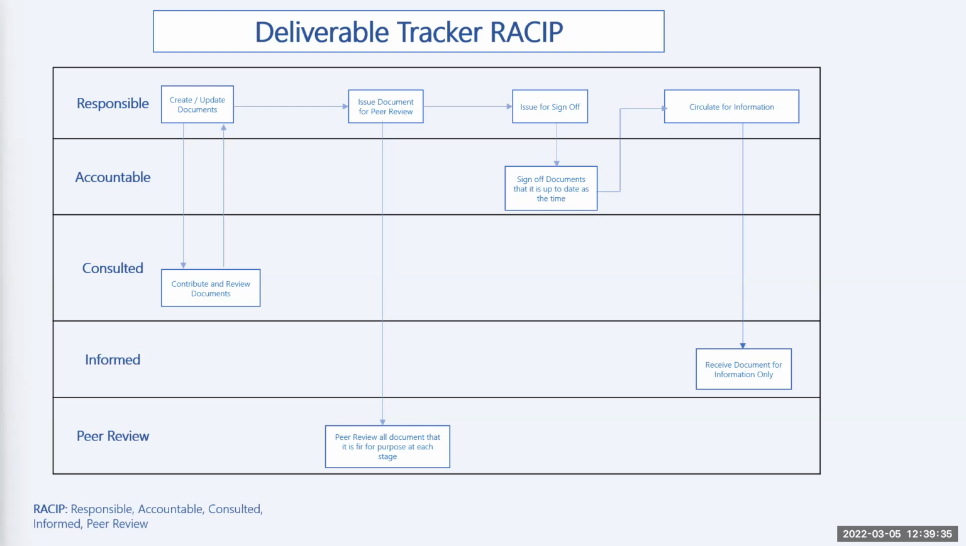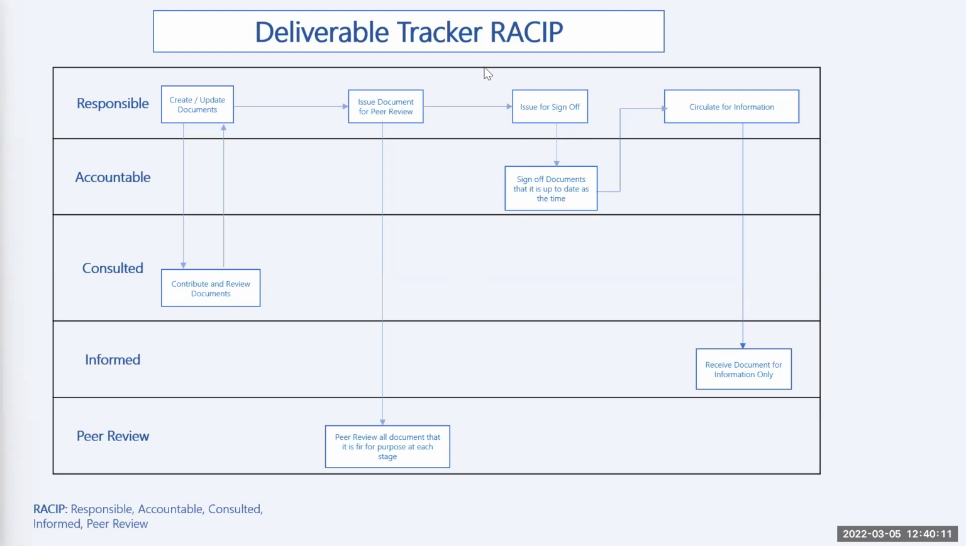So the consulted people, they contribute and review the documents as well. The informed people are just people that you need to keep informed. They don't really have much involvement in the project deliverables, but they need to be kept informed of how the project is progressing. But the people that have a lot of work are the responsible ones. They are the ones that create the project deliverables. They issue it for peer review. They issue it for sign-off.